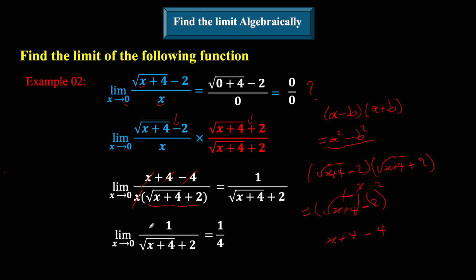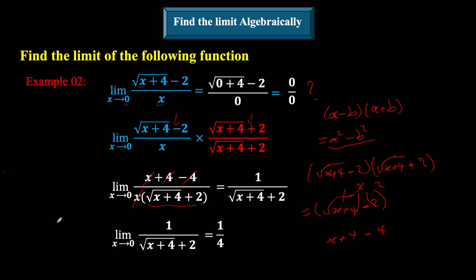Then we take the limit. So we did those steps. We first multiplied by the conjugate, and we did those simplification steps to finally get this shape of the equation, okay? So we now find the limit as x approaches 0 for 1 over the square root of x plus 4 plus 2. So this is equal to 1 over 4.